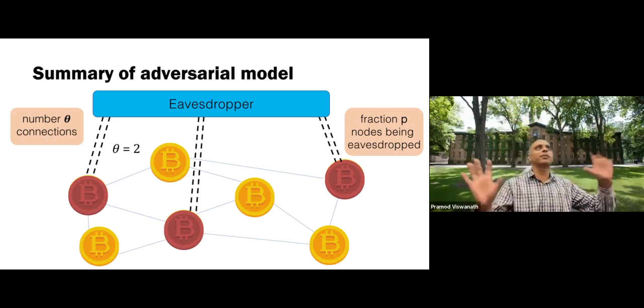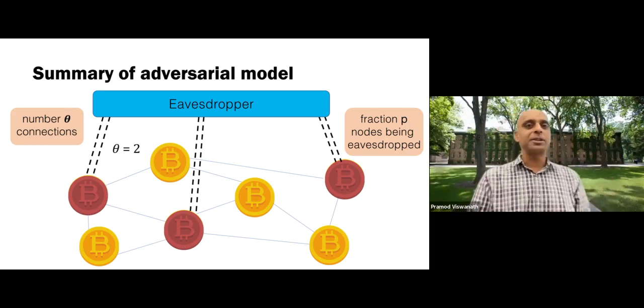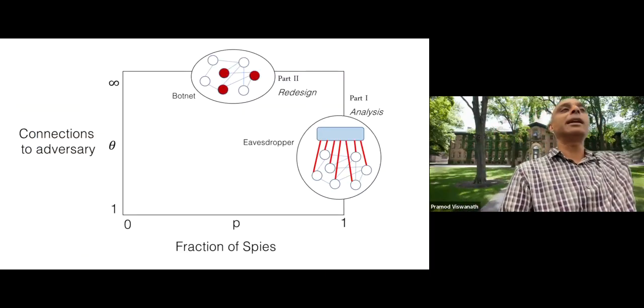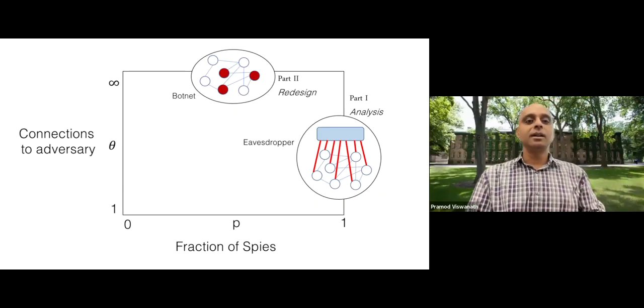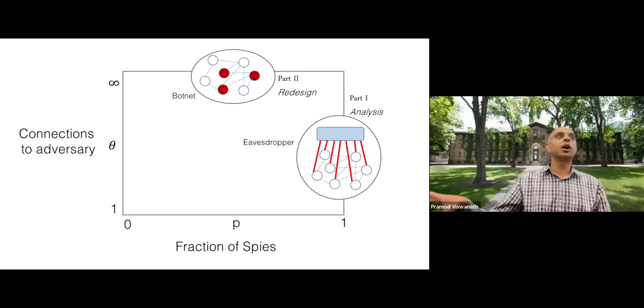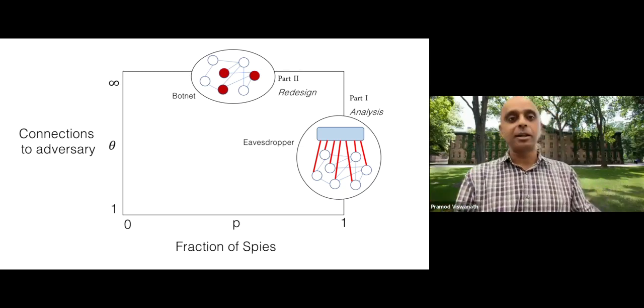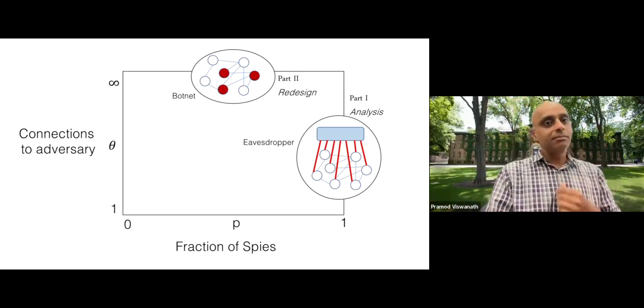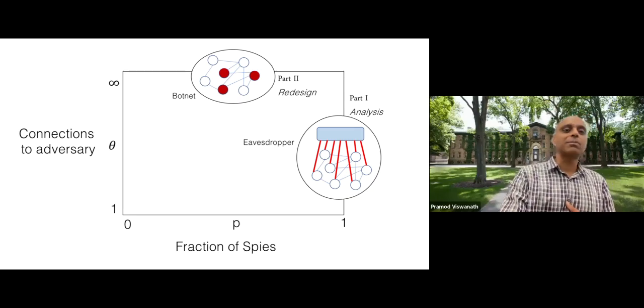And so, based on the type of adversary model, one can have two types. Either I can have a botnet, which is just a fraction of nodes, or I can have this eavesdropper, which is connected with multiple connections. And basically the issue is that it's a bad problem.